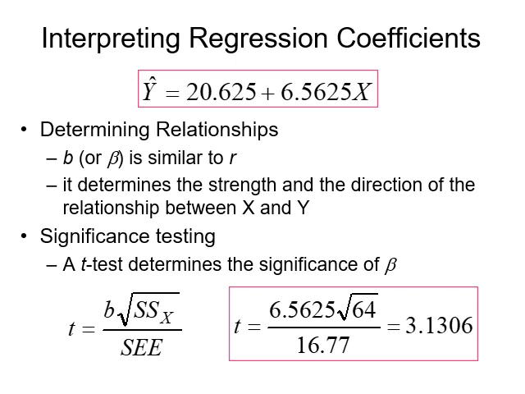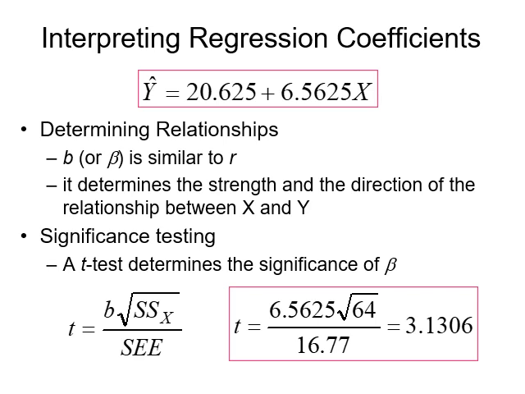So let's go ahead and put it all together, as they like to say. Interpreting the regression coefficients. Again, we now have our regression equation. Our prediction for y hat or y prime is the intercept of 20.625 plus 6.5625, which is the B weight, times someone's score on X.